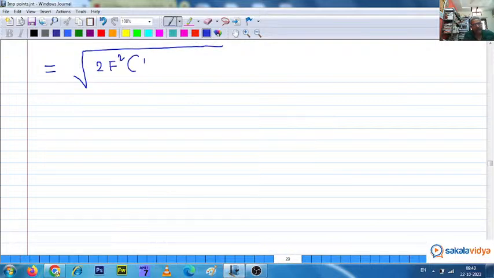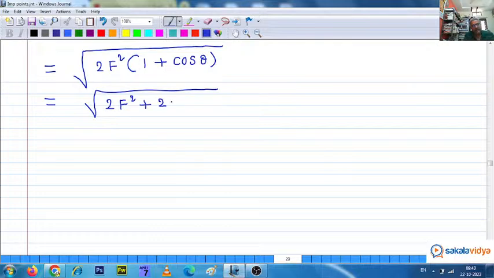2f square into 1 plus cos theta. Just remove the brackets, open the brackets. 2f square into 1, 2f square. This is 2f square cos theta. Once again, my dear students, remember this 2f square can be written as f square plus f square.